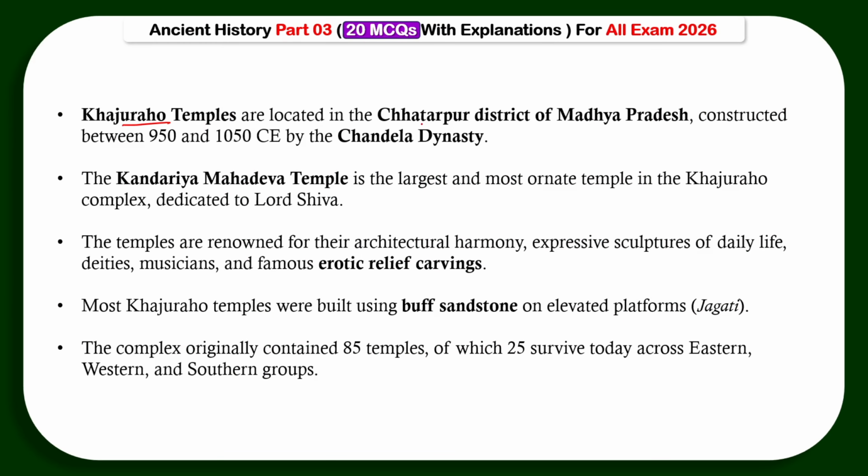Khajuraho temples are located in Chhatarpur district of Madhya Pradesh, constructed between 950 and 1050 CE by the Chandela dynasty. The Kandariya Mahadev temple is the largest and the most ornate temple in the Khajuraho complex, dedicated to Lord Shiva. Most Khajuraho temples are built using buff sandstone on elevated platforms, Jagati. The complex originally contained 85 temples, of which 25 survive today across eastern, western and southern groups.